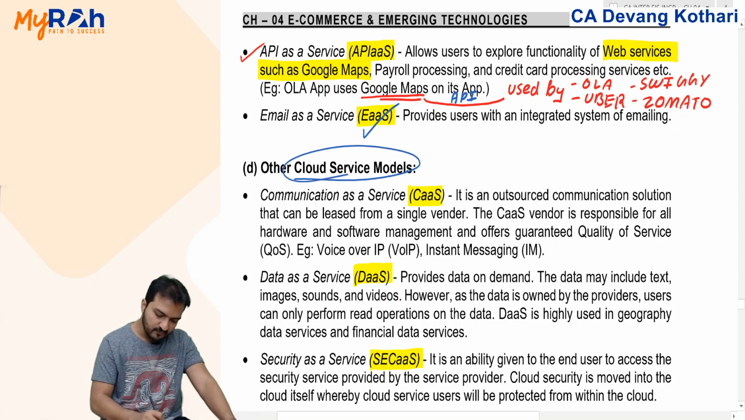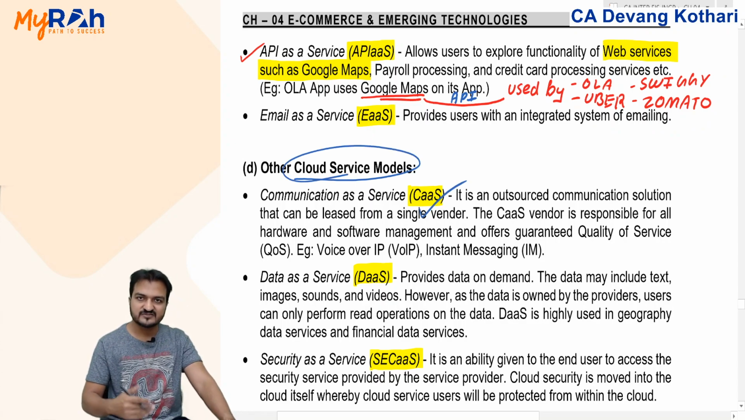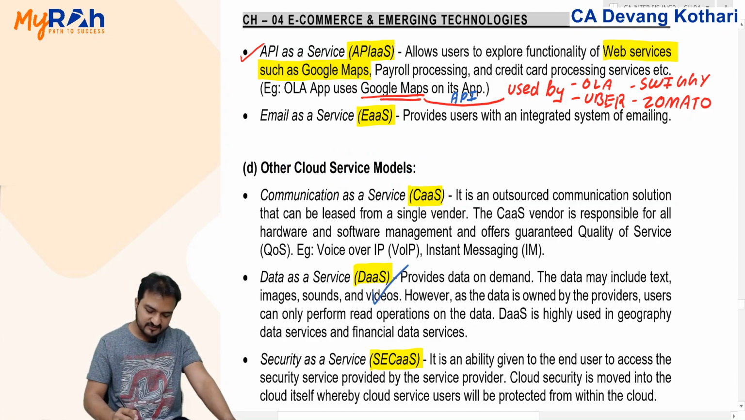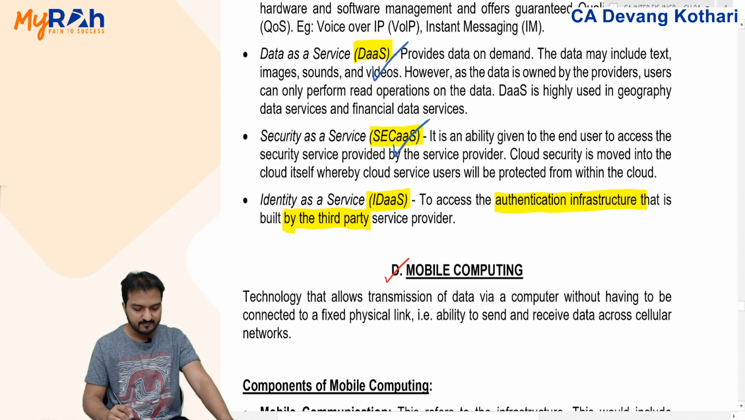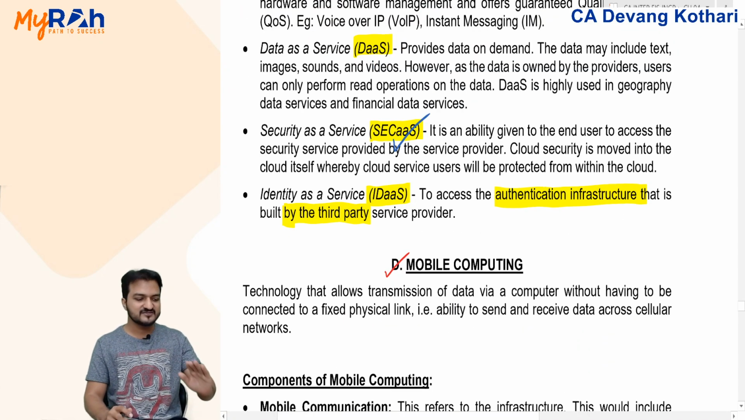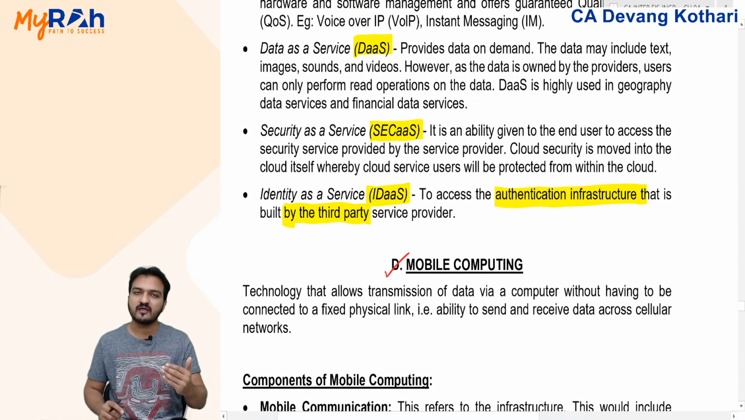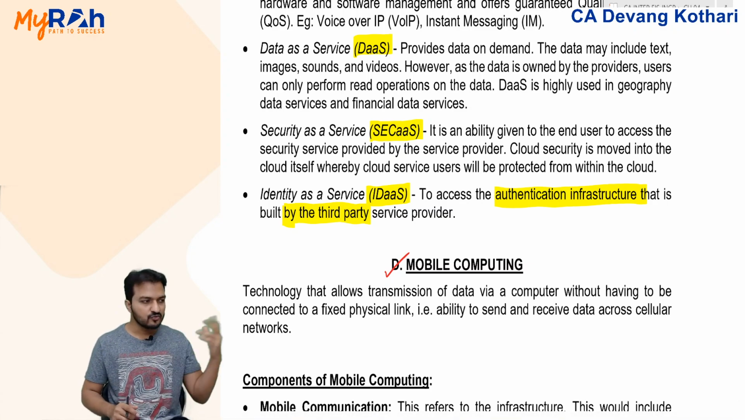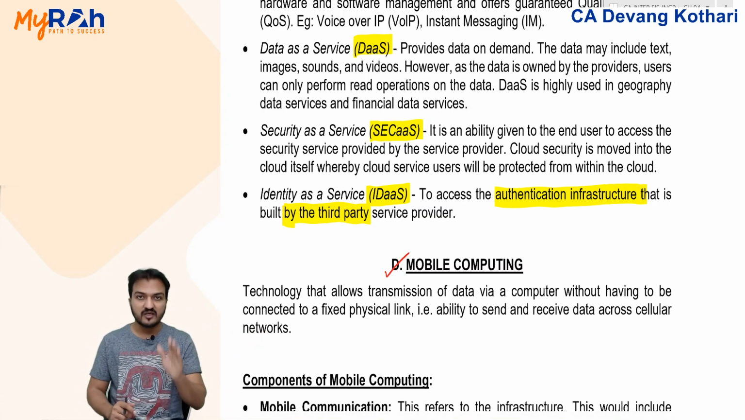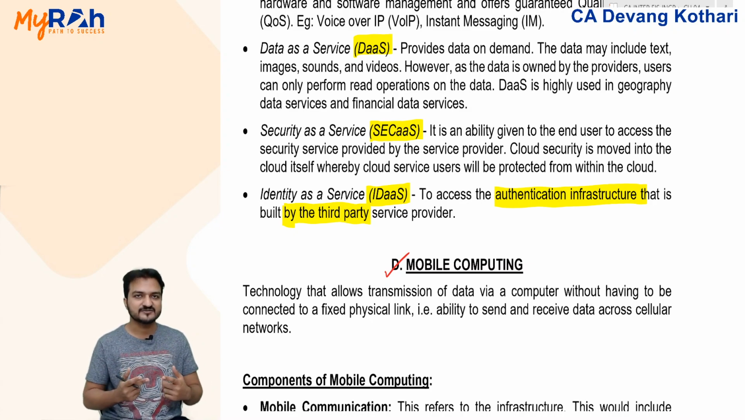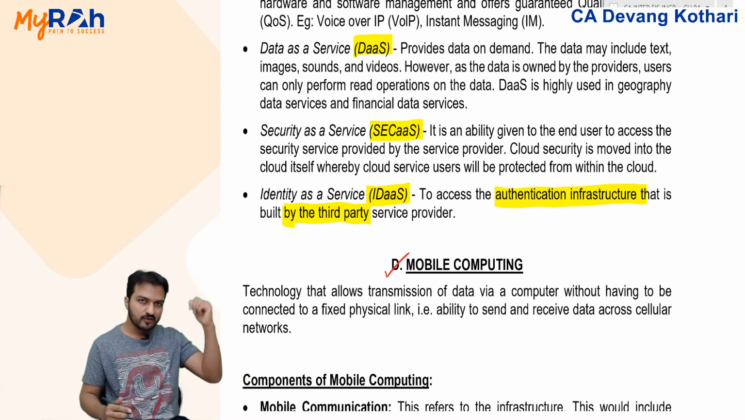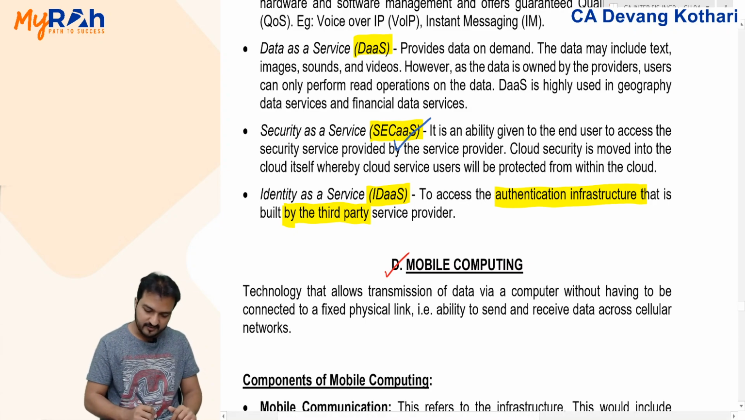Other cloud service models. Communication as a service, like communication, WhatsApp calls, video calls and all you do. Data as a service, providing simple data on the internet. Security as a service. Example again, Google. Google provides say virus scanning on the internet directly. When you receive an attachment in your email, before you download the attachment, Google will scan for viruses. Where is the antivirus? On the internet. That is security on the internet.